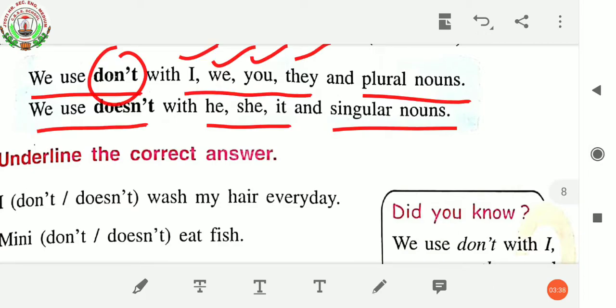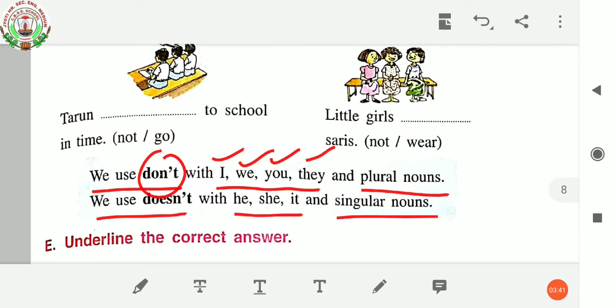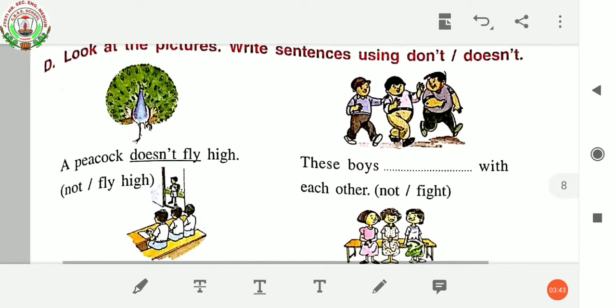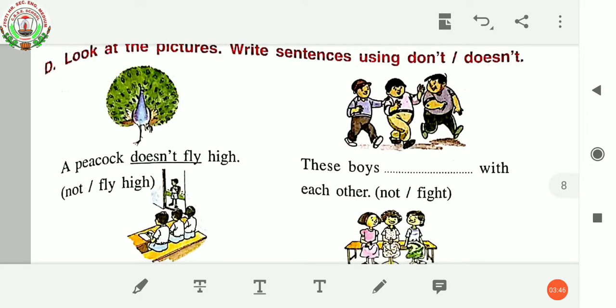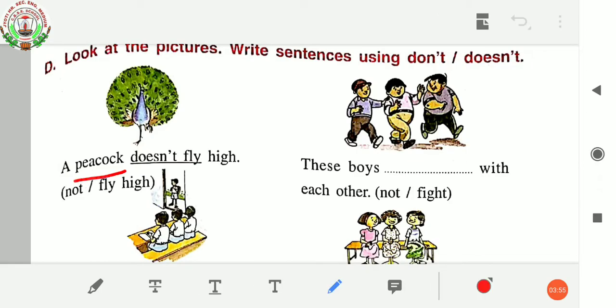Now let us complete this one. The first one is already done. It is written here, a peacock doesn't fly high. We know that peacock is in singular form, so we have to use doesn't. A peacock doesn't fly high. The option is also given here, not fly high. We have to use this in the gap. Let's move on to the next one.